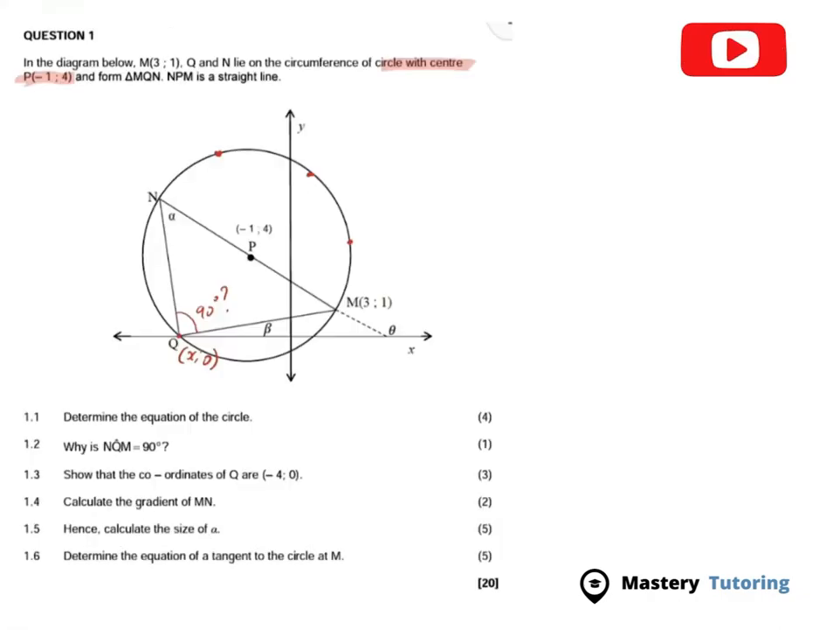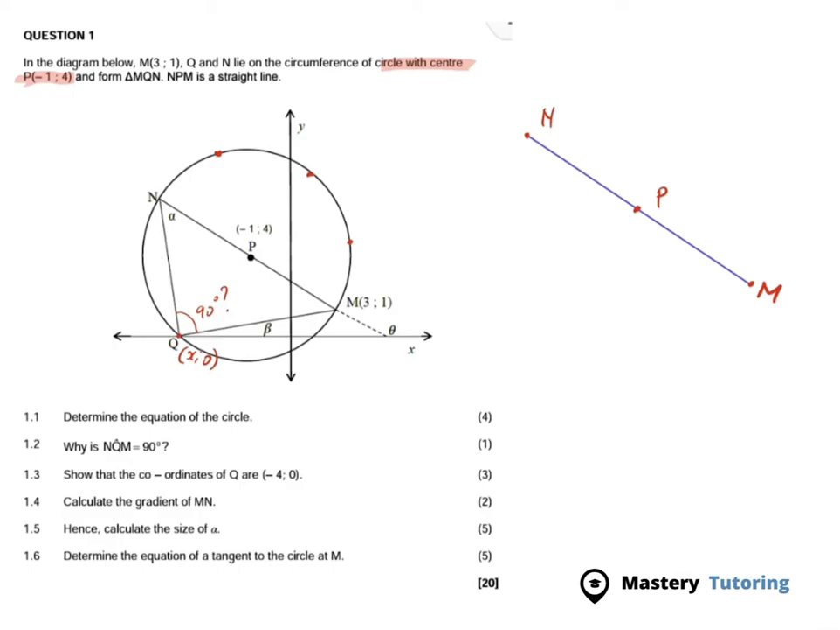Moving on to the next question. 1.4 says calculate the gradient of MN. So we need to find the gradient of this line, MN. Now, let's talk about collinear points. Collinear points are points that are along the straight line. So if I draw a straight line like that, and I name this point M, this point P, and then this point N, just like you see them here, these 3 points are on the same straight line, so we say they are collinear.